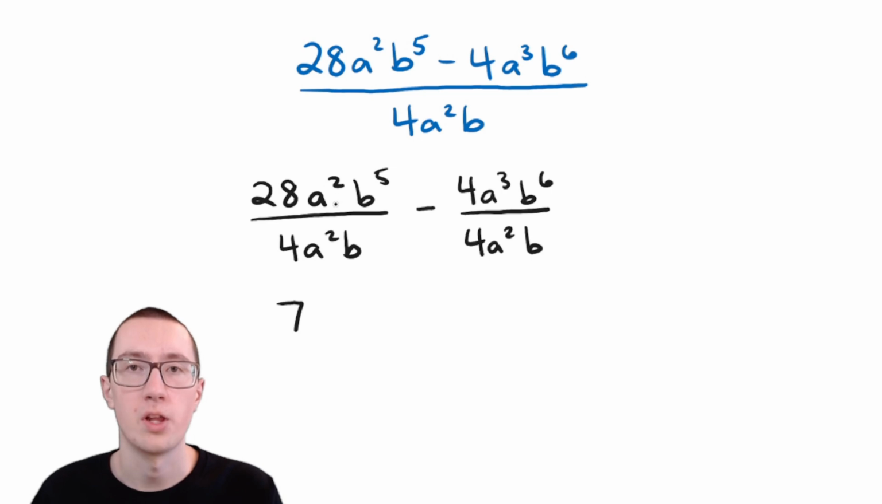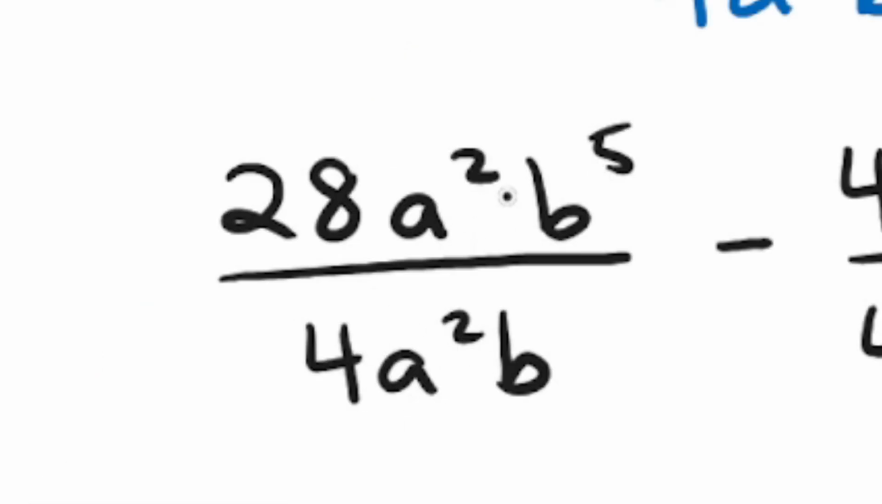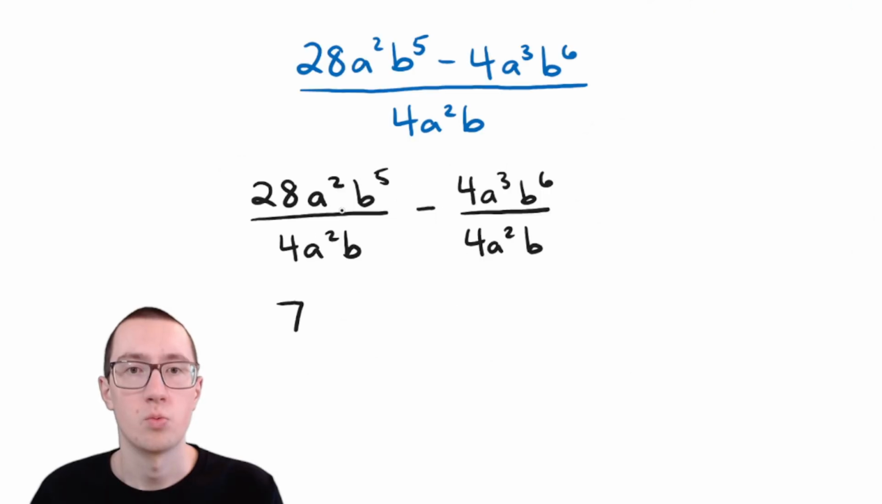And now let's go ahead and look at the letters. Well, if we look at the a's first, we have 2 a's at the bottom, and we have 2 a's at the top. Well, we can cross both of those out, because if they're at the top and the bottom of a fraction, they cancel out. So these are both going to cross out, and we're not left with any a's left. So we're not going to put any a's here.